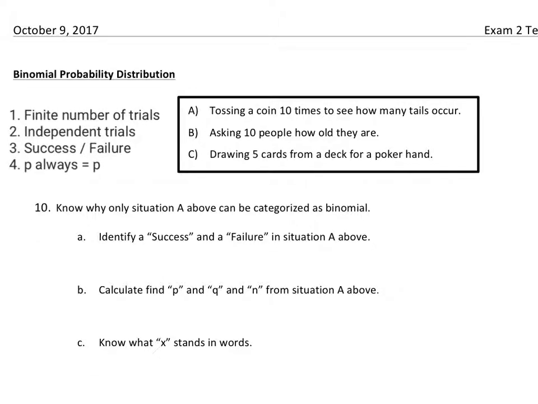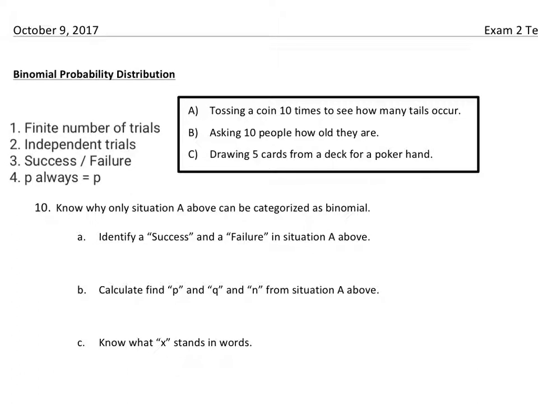Here they are. First, you have to have a finite number of trials, then you have to have independent trials, meaning that the probability of one cannot influence the probability of the next. You got to have two types of outcomes, success or failure. And the probability of a success always has to be the same, no matter what. Now, let's go ahead and go through these one by one, and we'll talk about how these individual situations pass or fail each one of these.